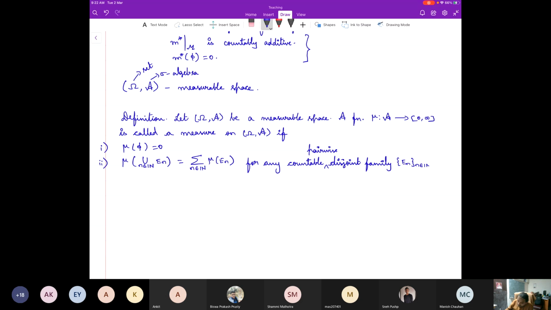En, n in N, from the sigma algebra A. Yes, so any function mu defined on a sigma algebra to 0, infinity is called a measure if it is 0 on the empty set and if it is countably additive. Any function which is 0 on the empty set and is countably additive is what is known as a measure. Yes. Now, do you have an example?